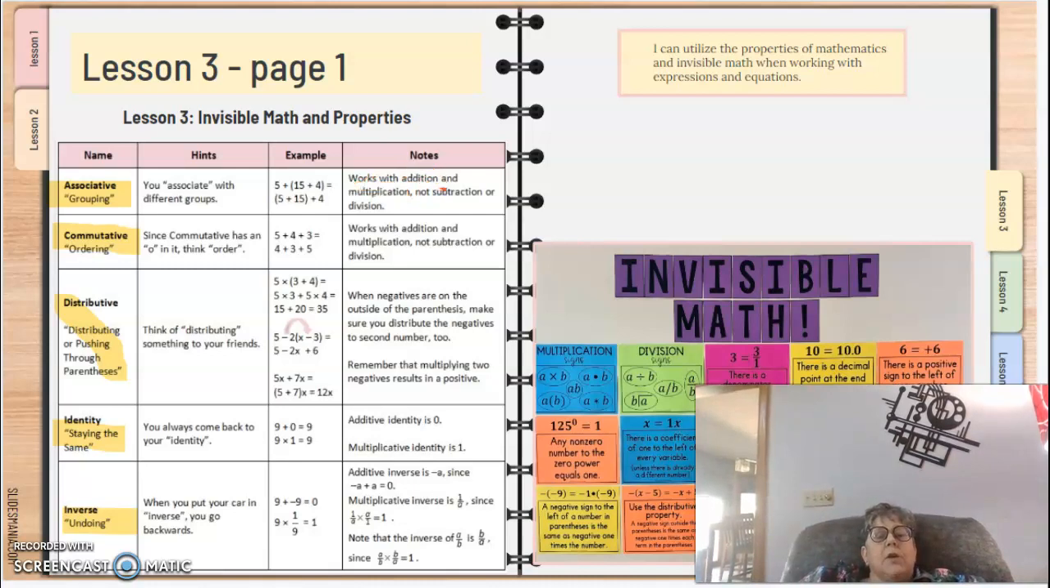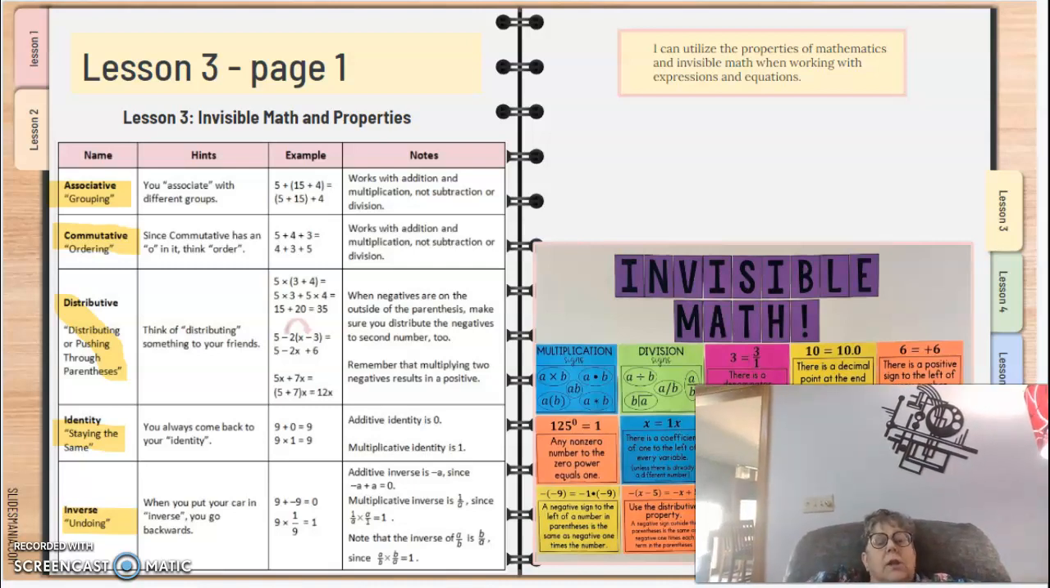Now, when we talk about the commutative property, again, we're talking about moving things around. And we've got 5 plus 4 plus 3 is the same as 4 plus 3 plus 5. So it works with addition and multiplication, but again, not with subtraction and division.